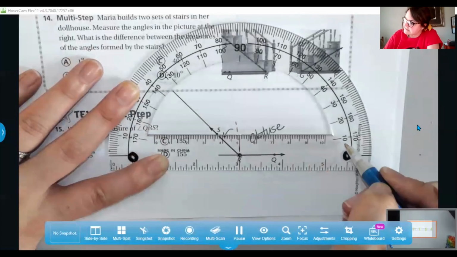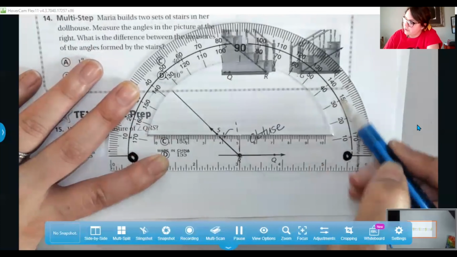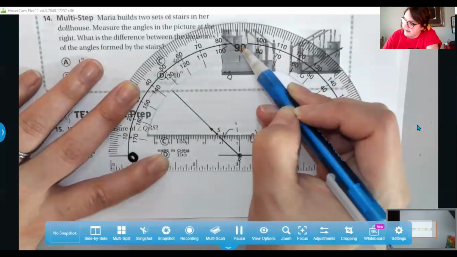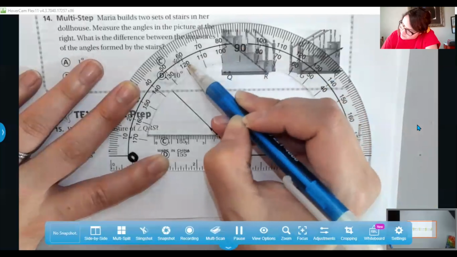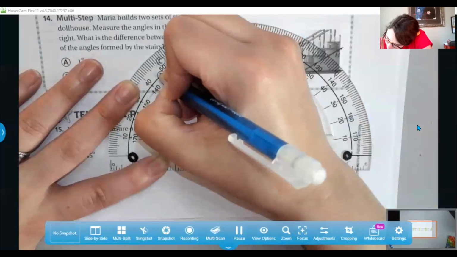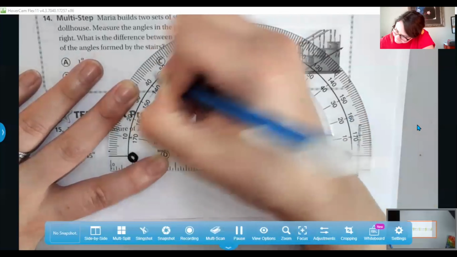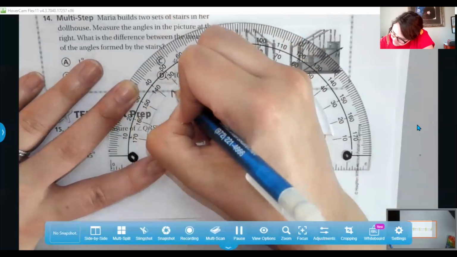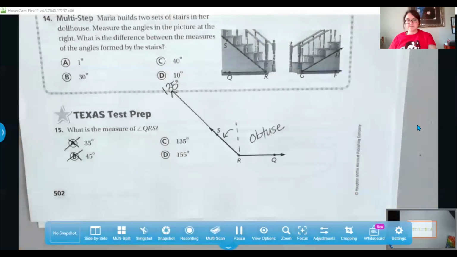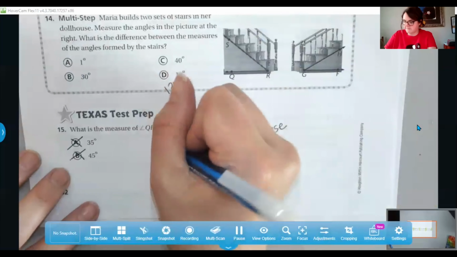0, 10, 20, 30, 40, 50, 60, 70, 80, 90, 100, 110, 120, 130, 31, 32, 33, 34, 35. So this clocks in at 135 degrees.